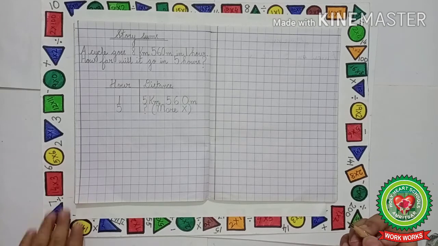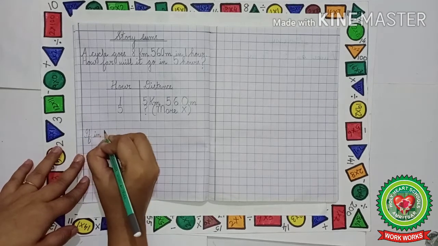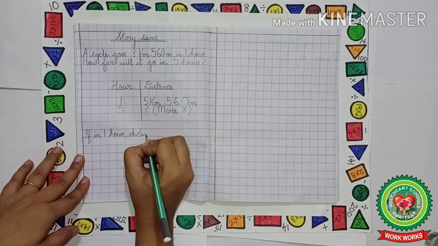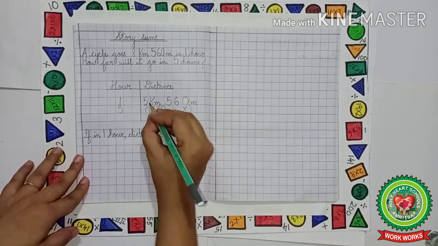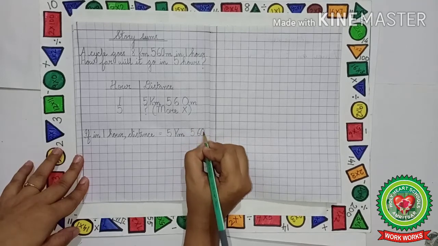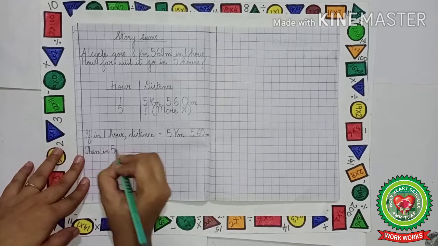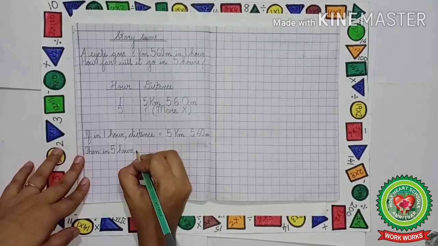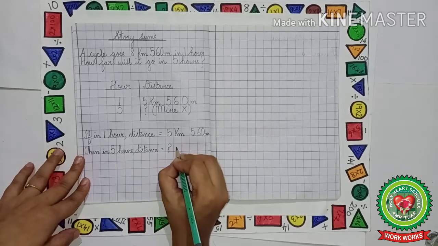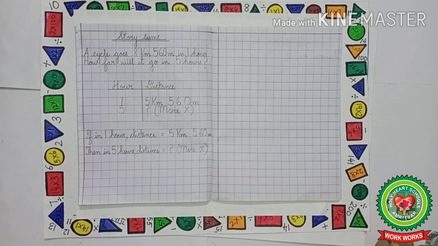Now let us write the statements. So first statement will be: if in 1 hour, comma, distance is equal to 8 kilometer 560 meter, then in 5 hours distance is equal to question mark, more, multiply. Now let us do the sum of multiplication.